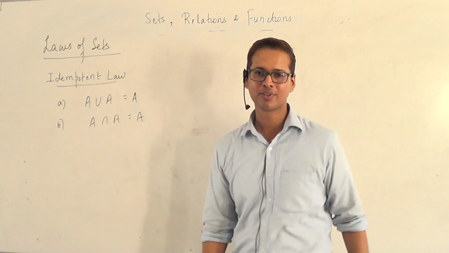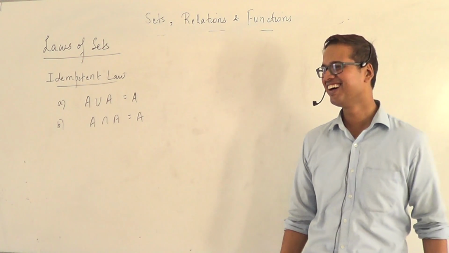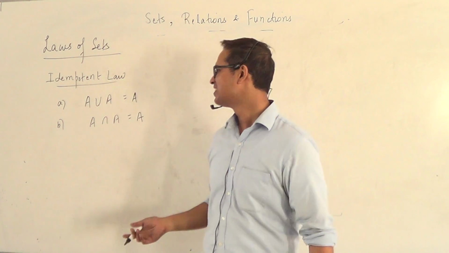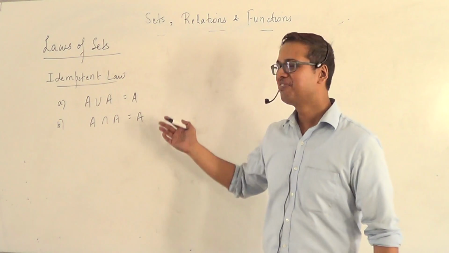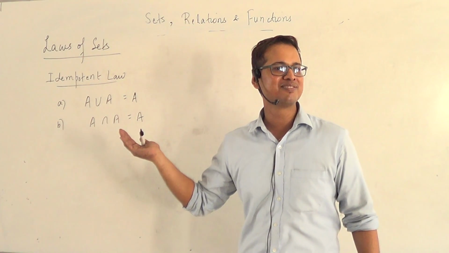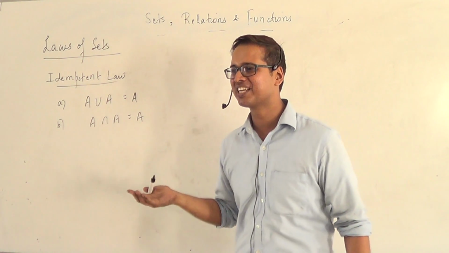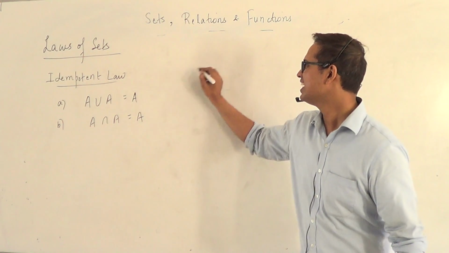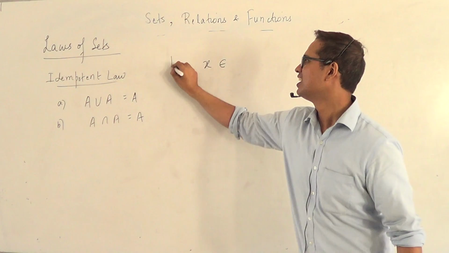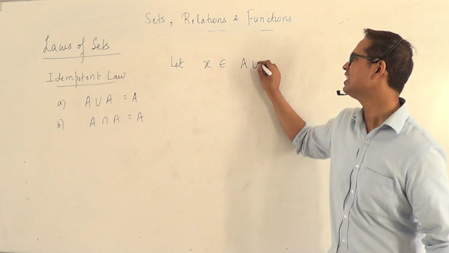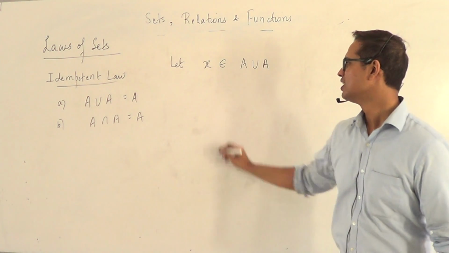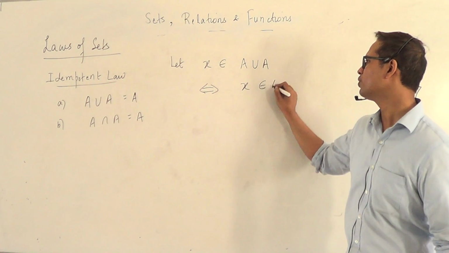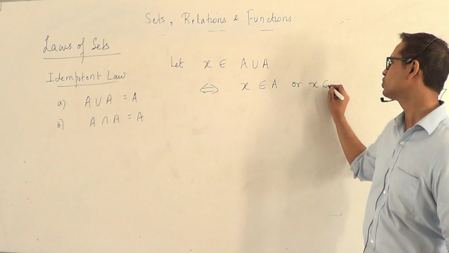How do you go about proving such a thing? It's very fundamental. What is the need for stating these? If I give you a proof for this, you'll probably think it's so trivial. I mean, how can somebody give a proof for that? If I say, let X belong to A union A, this implies and is implied by X belongs to A or X belongs to A.